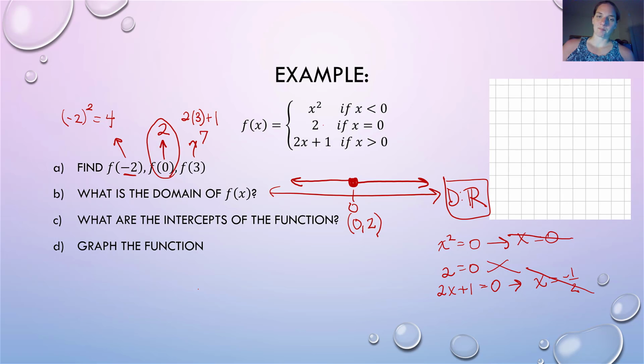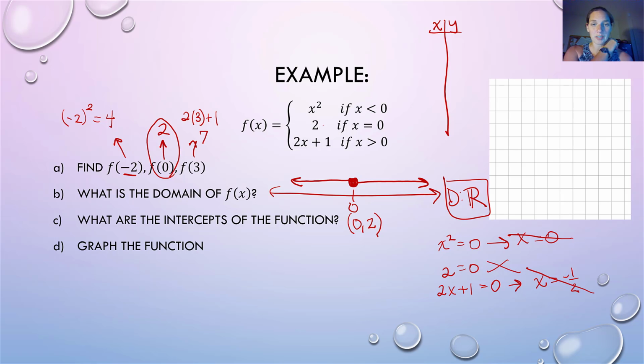Now we get to graph it. For this, I think one of the easiest ways to do this, and the way that I organize myself, is I make a table. Here's my x's and my y's, right? I'm going to pick values that are going to help me. Usually I'm going to pick the endpoints. Like if one of these said negative 3 is less than or equal to x less than 0, I would use the negative 3 as the starting point and 0 as the ending point.